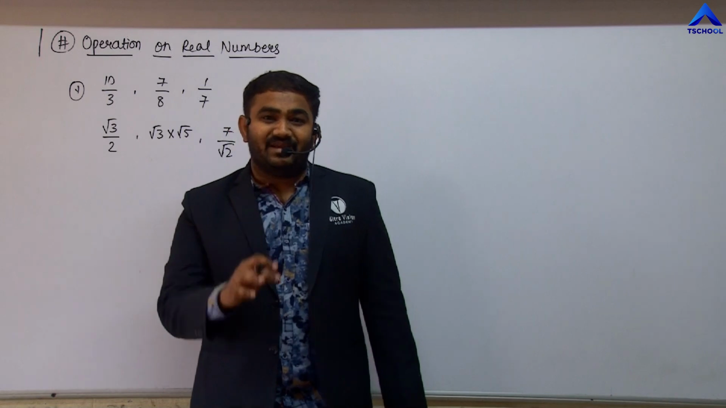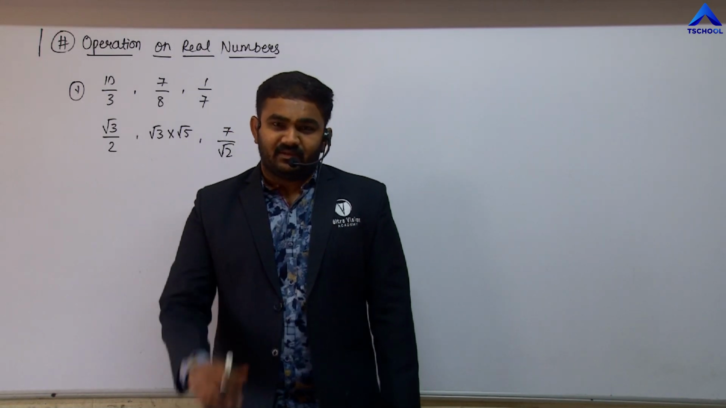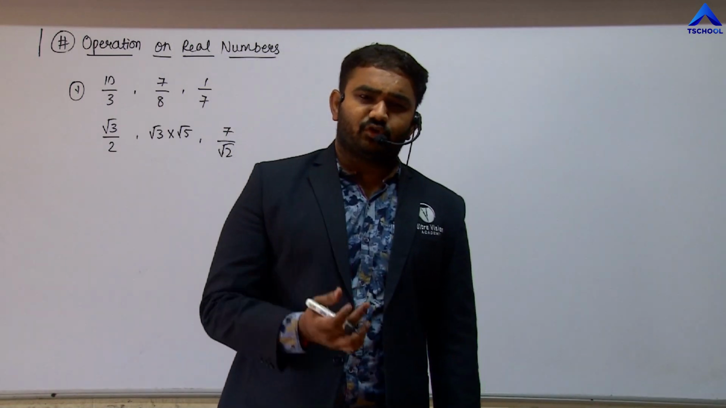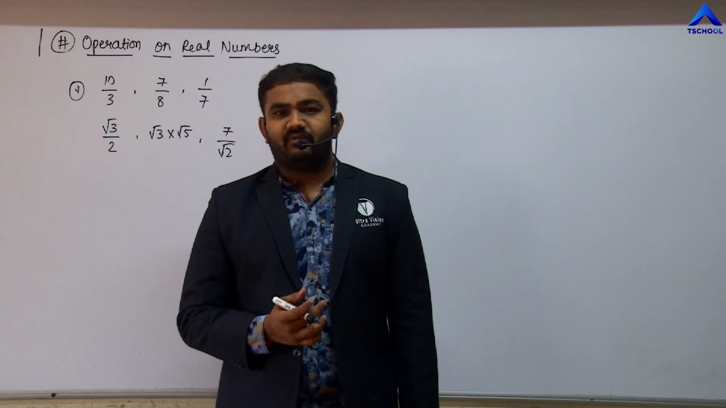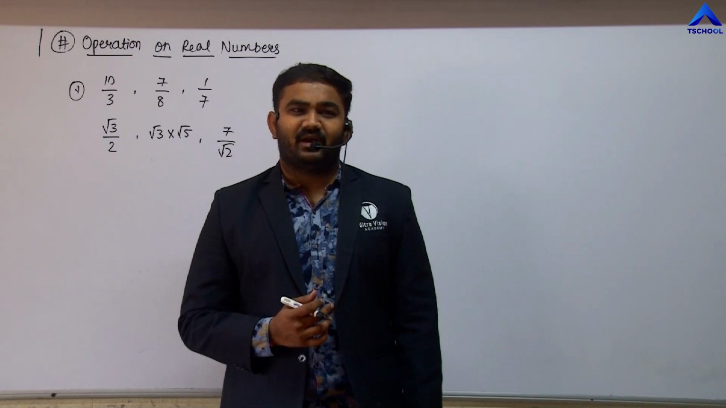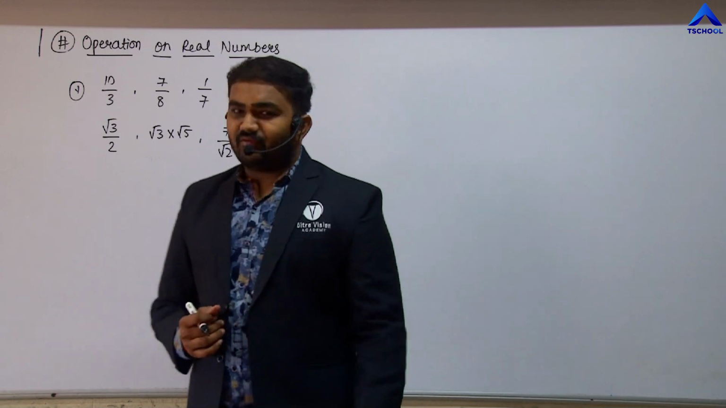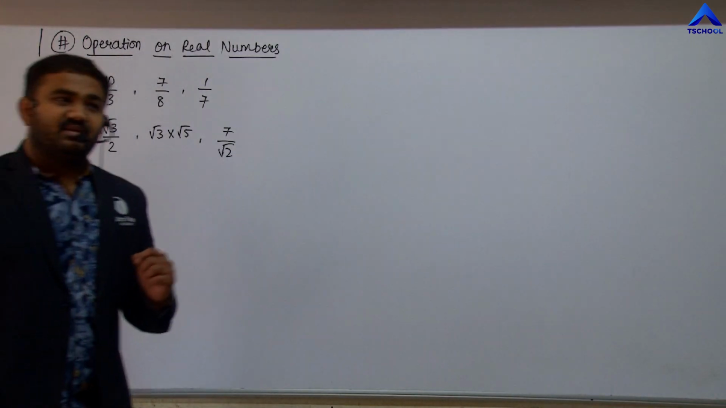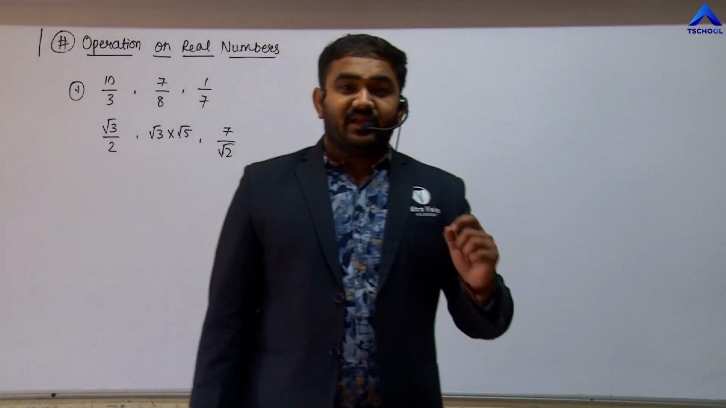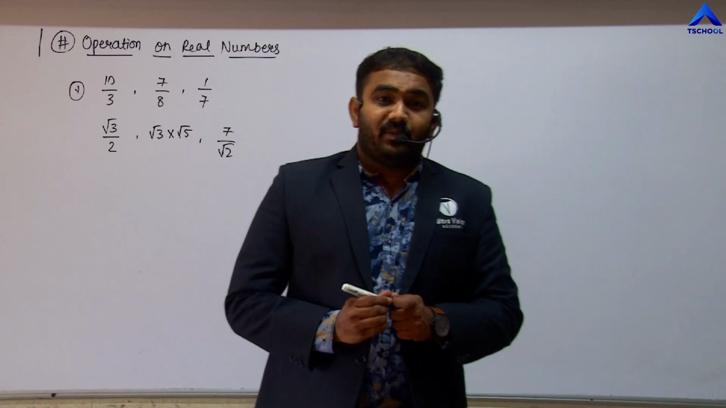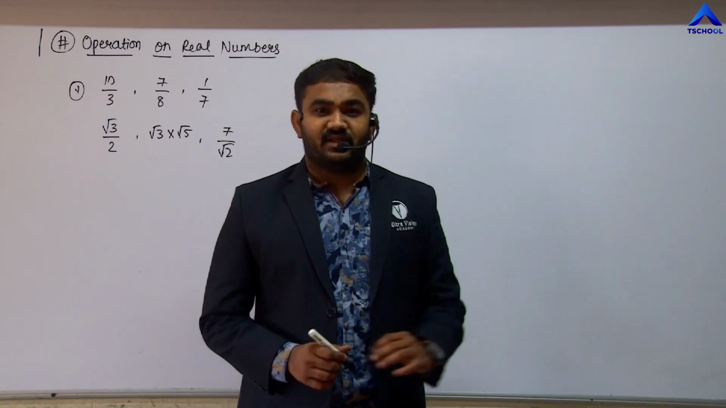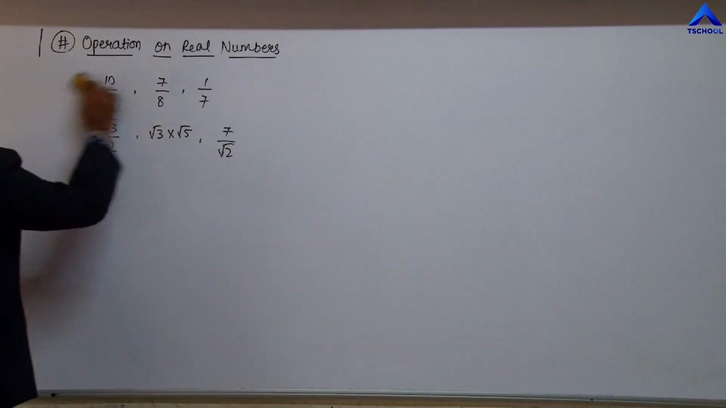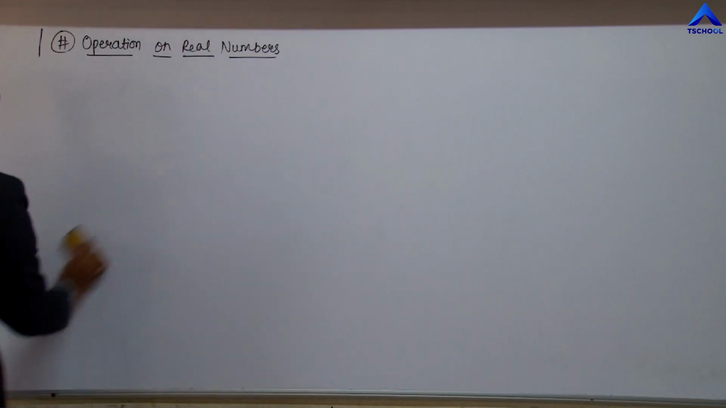Irrational numbers actually means the numbers which cannot be represented in the form of p by q. So we are going to deal with examples which involve irrational numbers, and for which we can apply the properties of integers or natural numbers. Let us discuss this, and we shall start this topic with some examples.